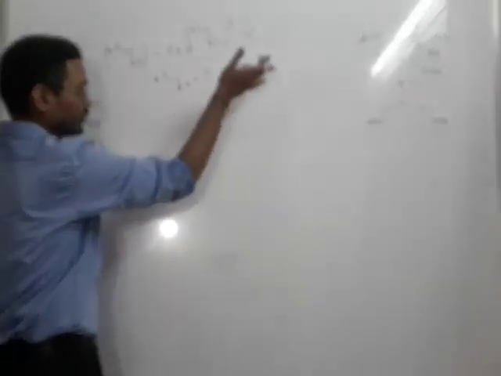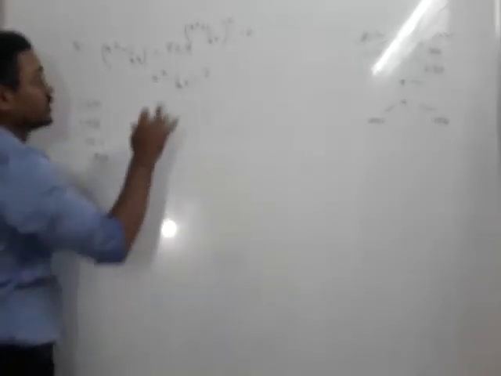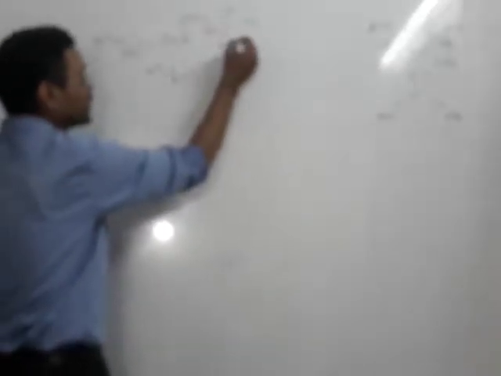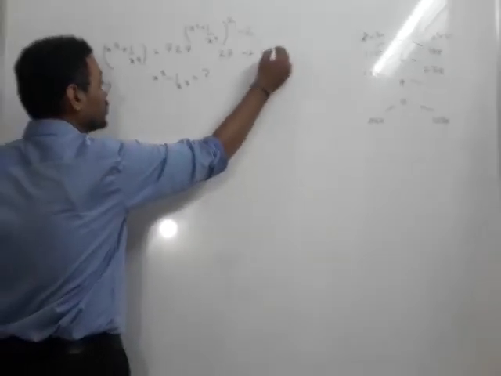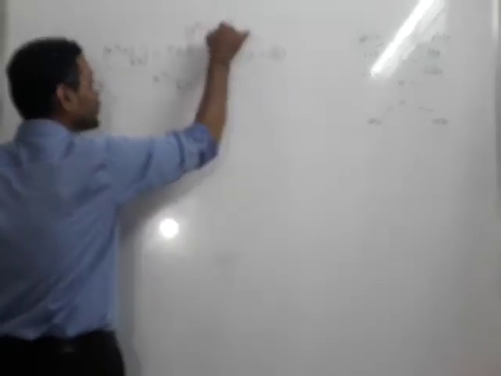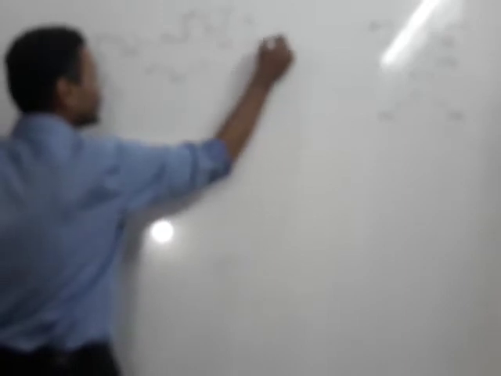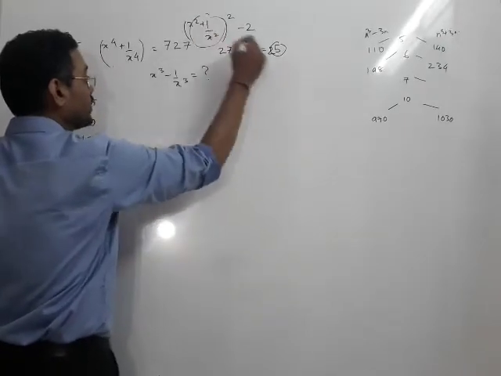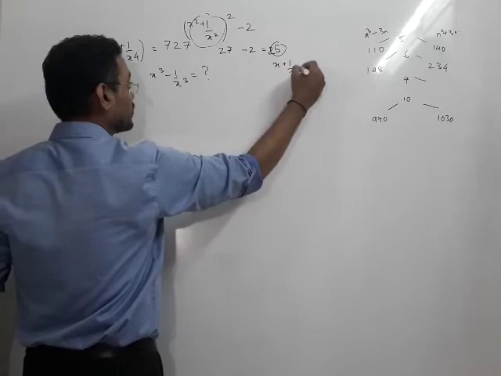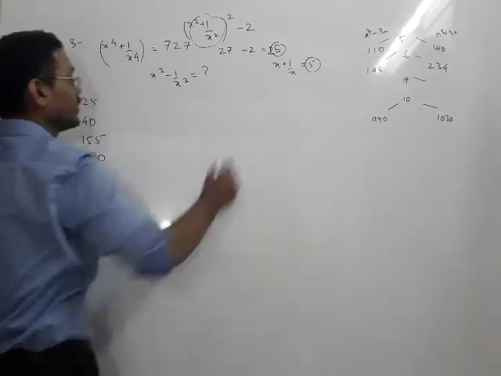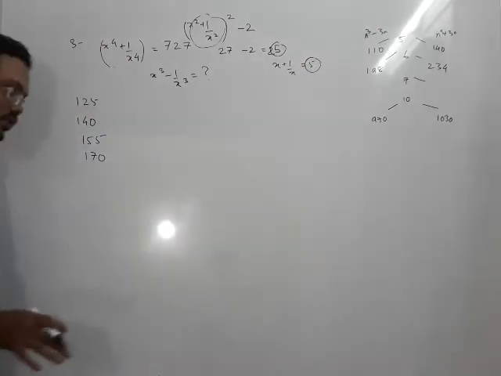This will come when, if you refer to the first formula that I had given, it is square of something. What is this? 729 is the square of 27, and 27 minus 2 is 25, which means x square plus 1 by x square is 25. So what will x plus 1 by x be? It will be 5. Understood, not understood?